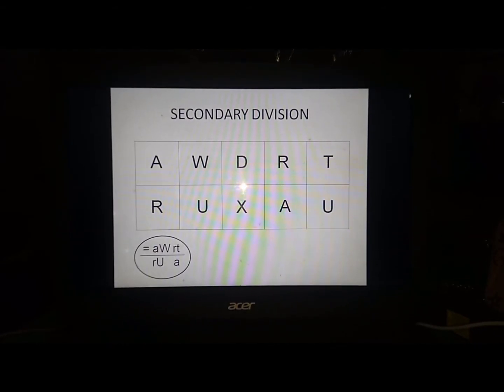So, let's start the secondary division. When we say secondary division, it focuses on the right and left index fingers, and it is presented by a capital and small letter combination. So, here are the letters and corresponding symbols to the patterns in the index finger.